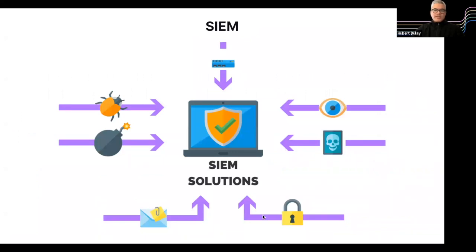This is what basically a SIEM is. This is security information and event monitoring. A lot of tools out there, like Splunk and QRadar from IBM, are examples of these things. They all send data into a SIEM so that you can monitor and alert from it.